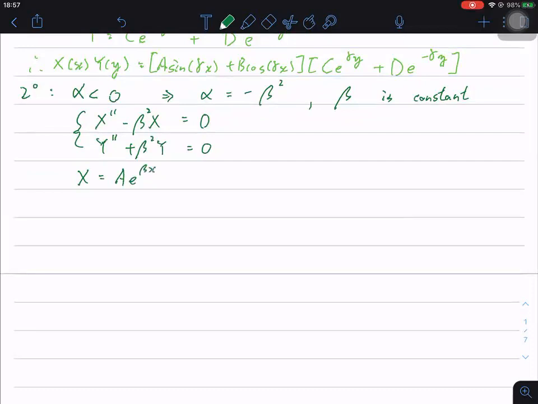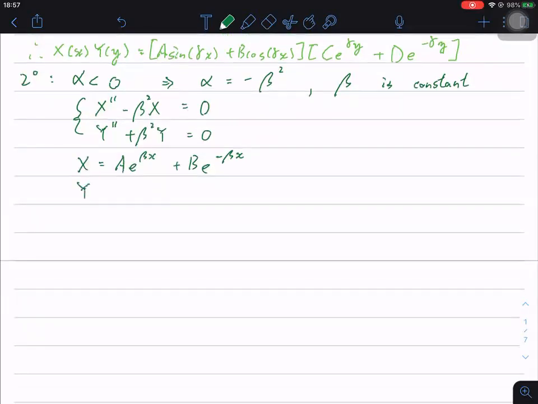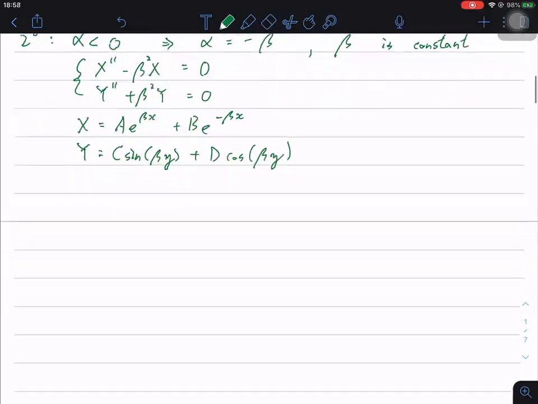So right now we have the solution of exponential in the function of x and sine cosine in the function of y. So again, by combining the two solutions together, we can obtain this form.